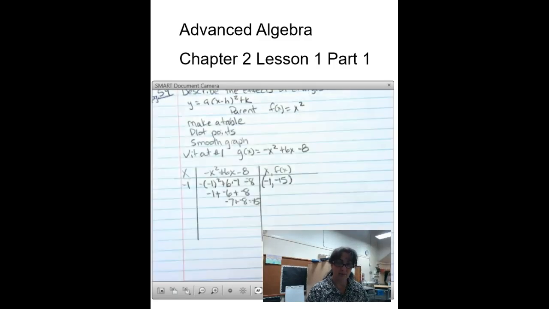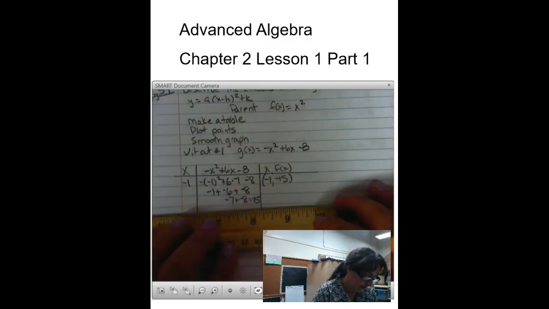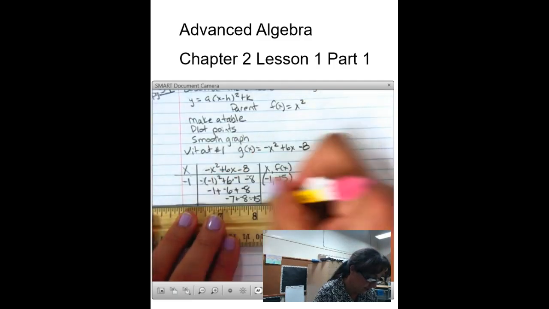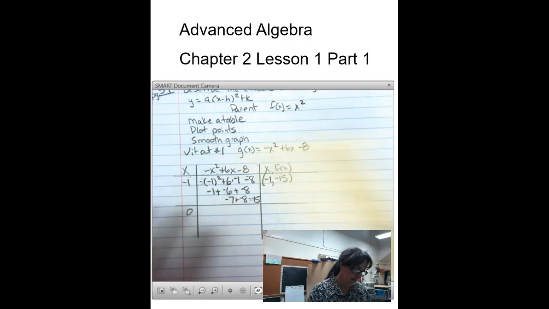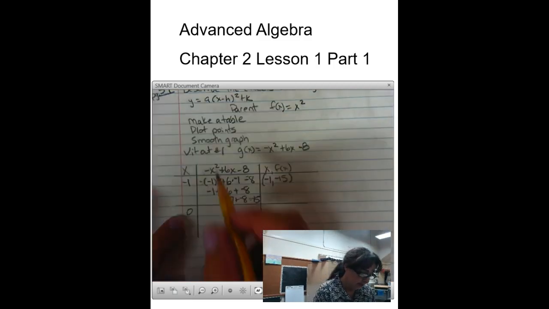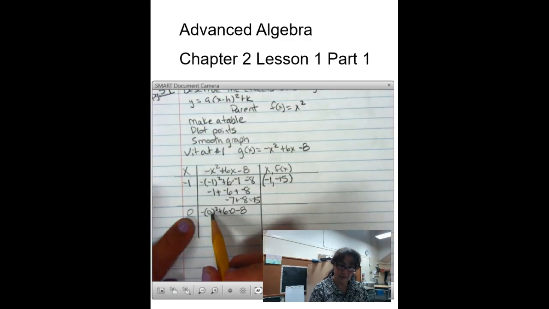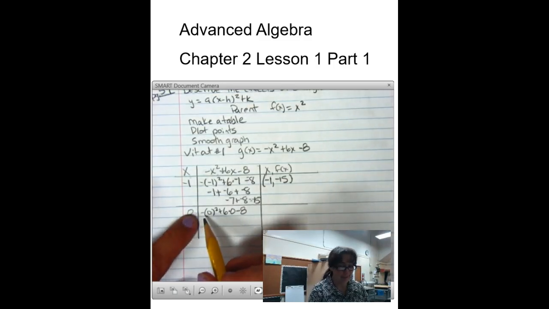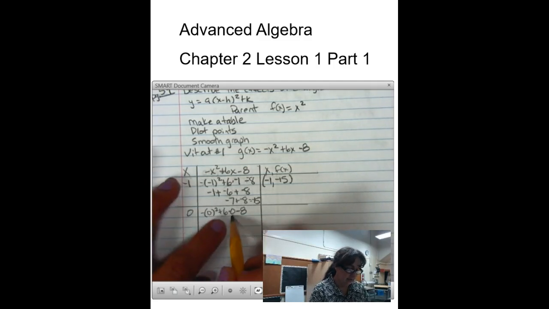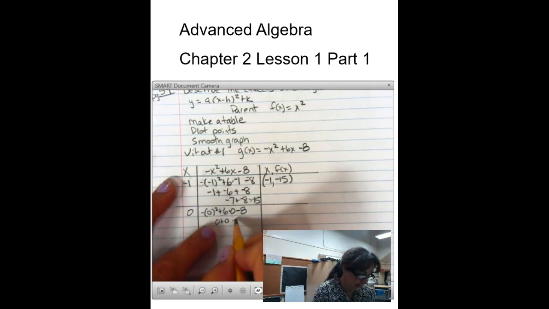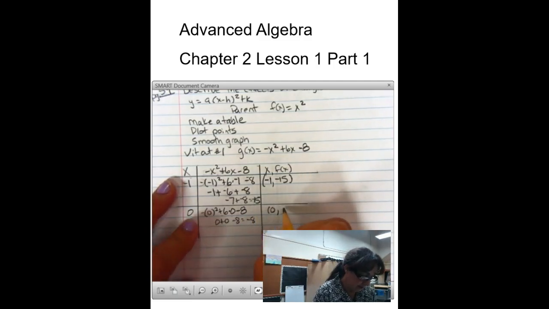That's going to be one of the points that I'm going to use. Okay, I'm going to draw my line there, and I'm going to use 0. Let's see what happens at 0. So at 0 we have negative 0 squared plus 6 times 0 minus 8. 0 times 0 is 0. Negative 0 doesn't really exist, so that's just 0. Plus 0, so 0 plus 0 minus 8 is equal to negative 8. So when x is equal to 0, f of x is equal to negative 8.